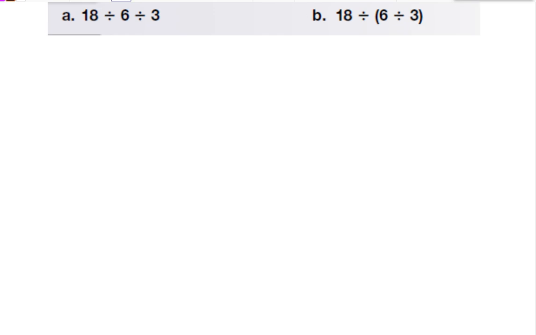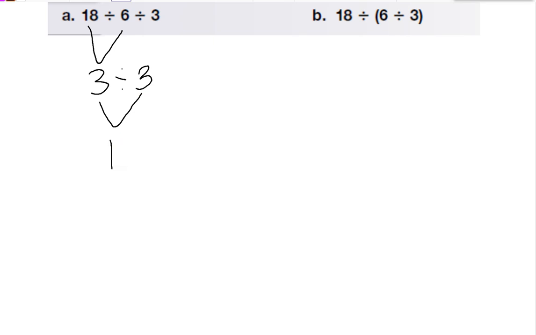It's the same with division. Okay, here I have all these division numbers. On A, we just go left to right. There's no parentheses. So 18 divided by 6 is 3. And I drop down what I haven't used. So 3 divided by 3 is 1.